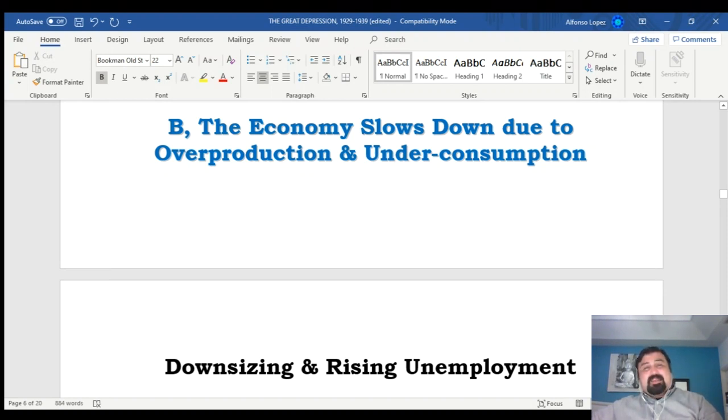Okay, and the first sign that the economy was moving towards this downturn was the fact that it came to a gradual halt. It was slowing down significantly in the early months of 1929. Again, it was slowing down because one of the causes for that, and many historians believe that this is a very, very sound reason, is because of overproduction.